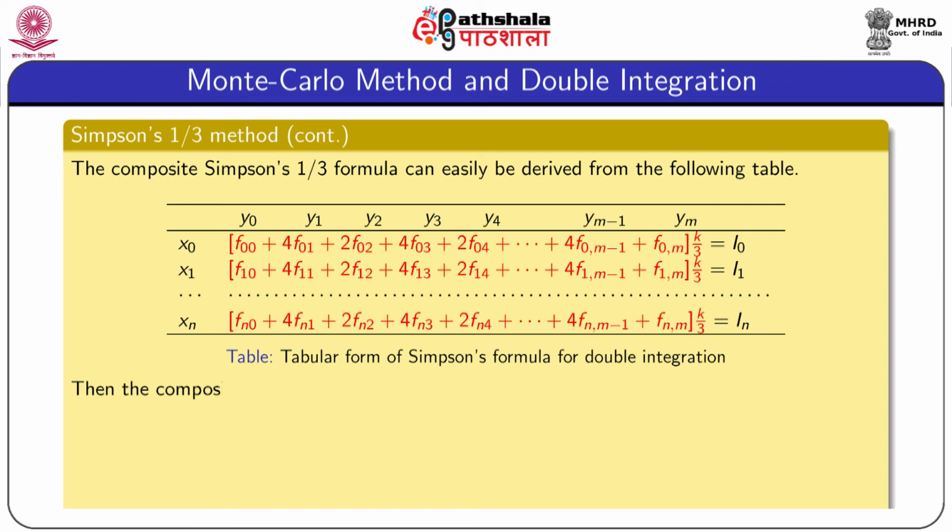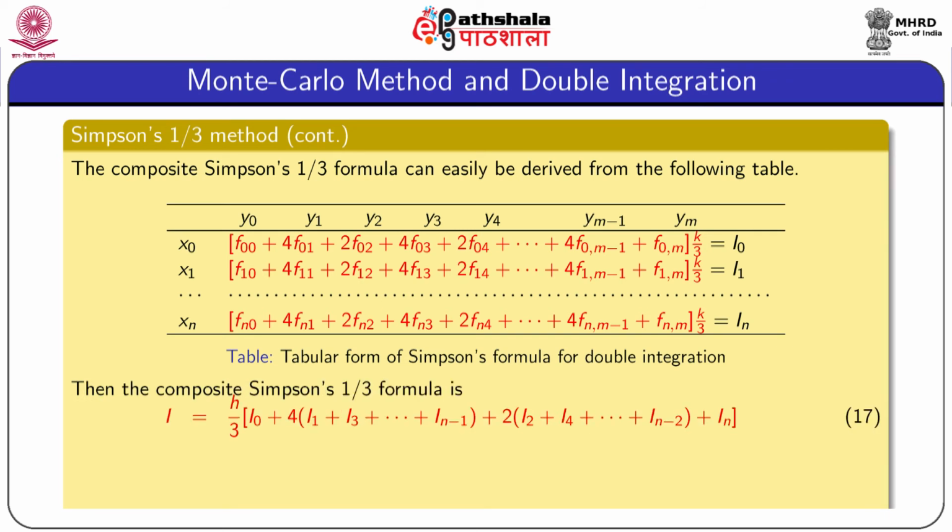So, using this notation we can write the composite Simpson one-third formula as I equal to h by 3 into I0 plus 4 into I1 plus I3 plus dot dot dot plus In minus 1. That means all the odd suffixes of I are multiplied by 4, plus 2 into I2 plus I4 plus dot dot dot plus In minus 2. That means the sum of all I's with even suffixes are multiplied by 2, plus In.